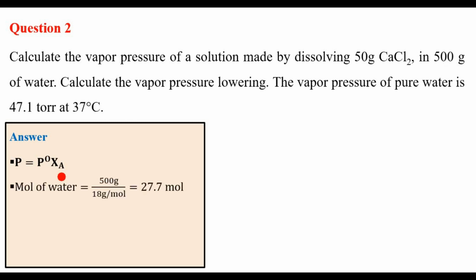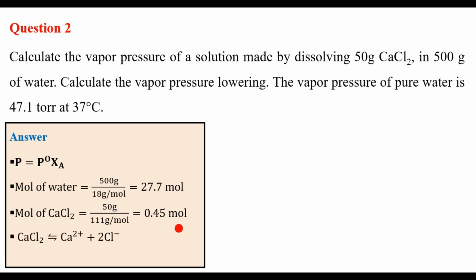So for the moles of water, we take the mass of water, which is 500 grams, divided by the molar mass, and we get the moles of water. Then we determine the moles of calcium chloride, and we obtain 0.45 moles. But calcium chloride in water will dissociate to give calcium 2 plus and 2 moles of chloride ion.